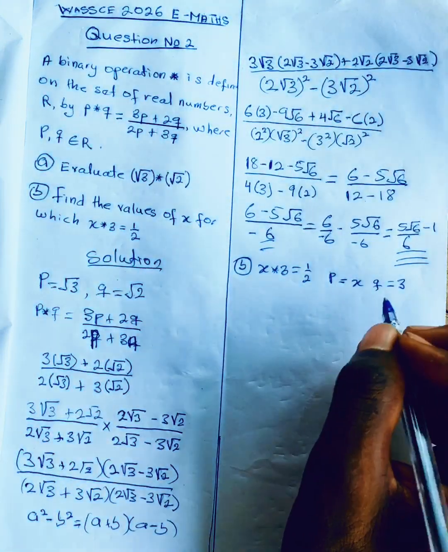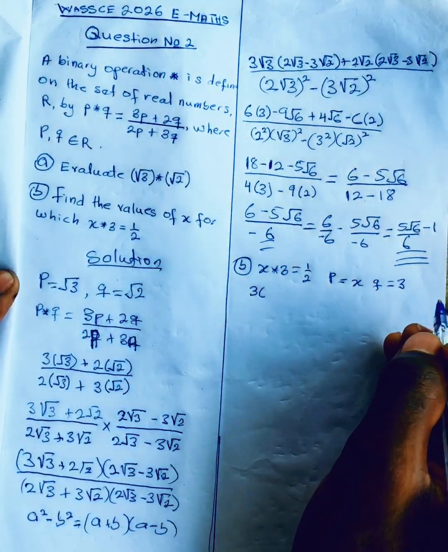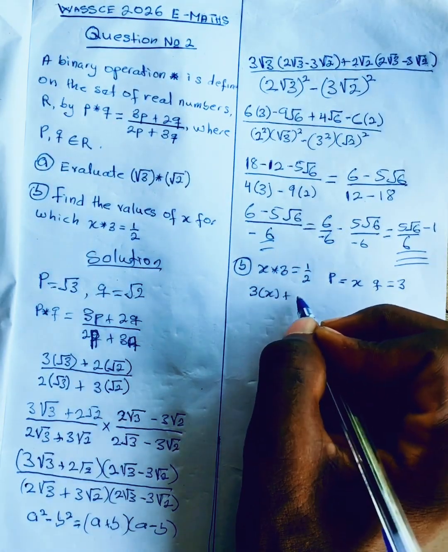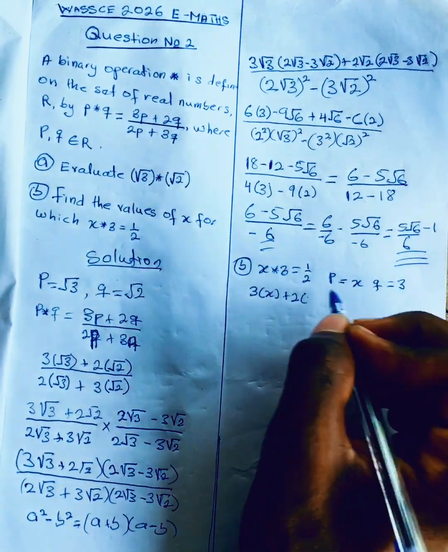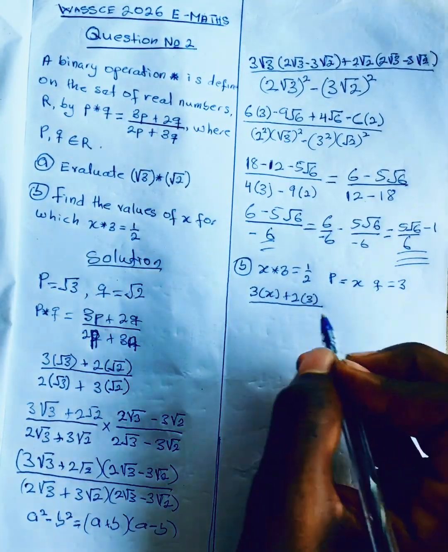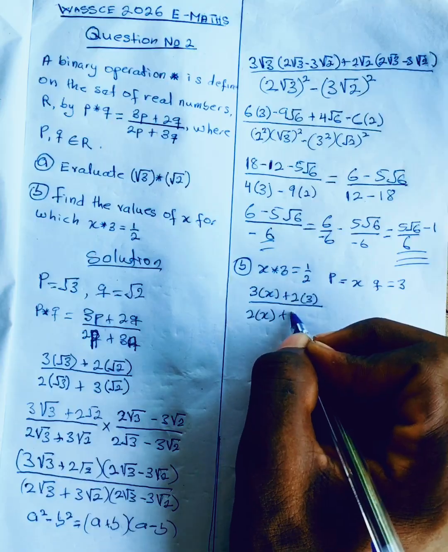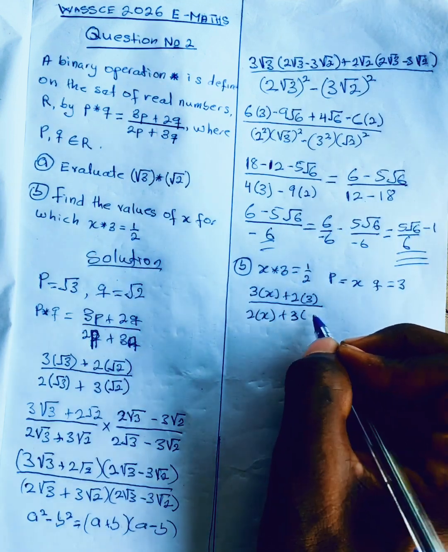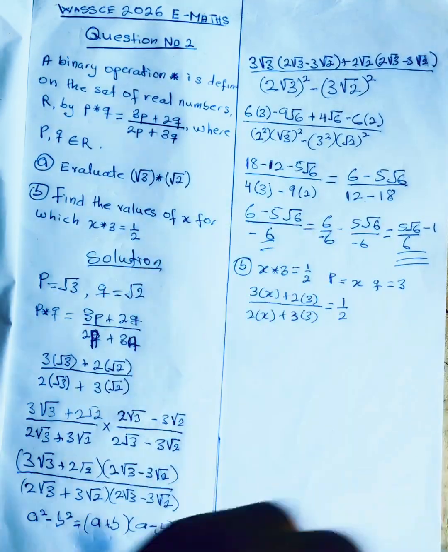We'll be having 3 into bracket. What is our P? Our P is S plus 2 into bracket. What is our Q? Our Q is what? 3. Or dividing 2 into bracket S plus what? 3 into bracket what? Q is still 3. And they say this is equal to 1 over 2.